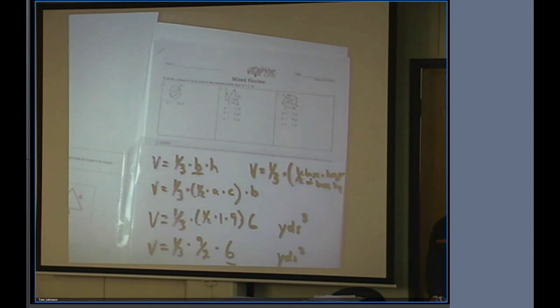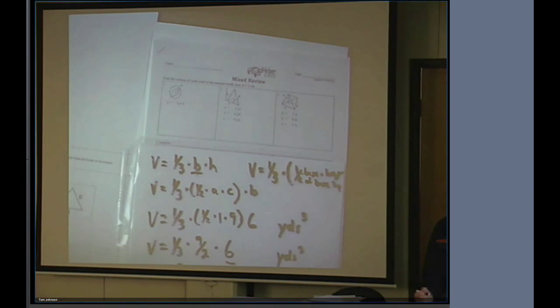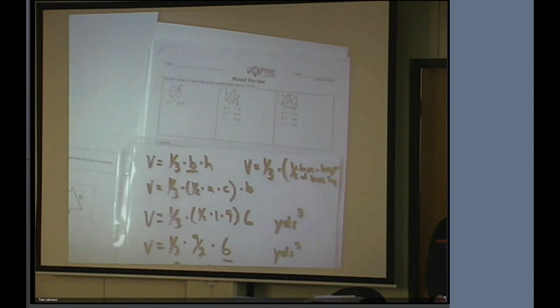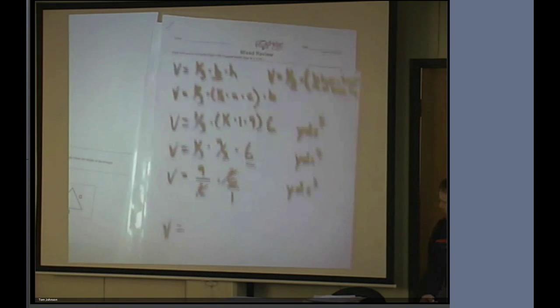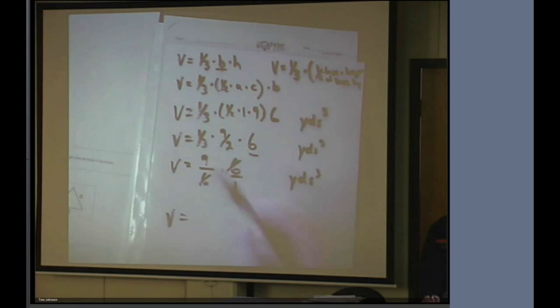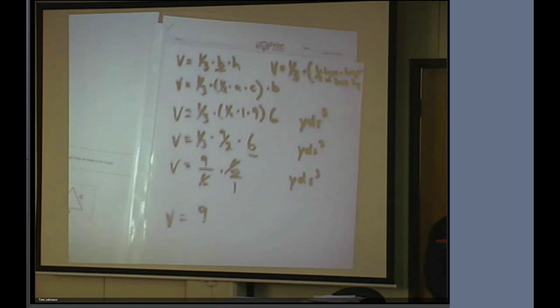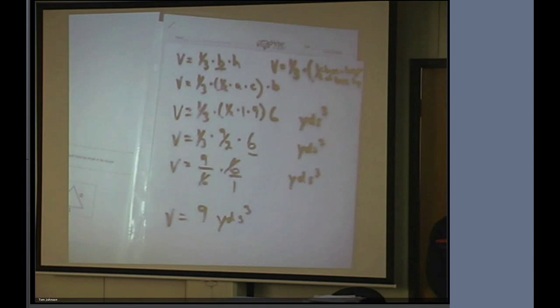So 1 times 9 is 9. 3 times 2 is 6. So 9/6 times 6, which is 6 over 1, right? And I've got yards cubed. So here, 6 divided by 6 is 1. And so I got 9 times 1, which is 9 yards cubed. Very good.